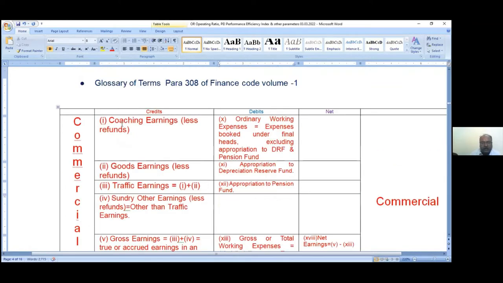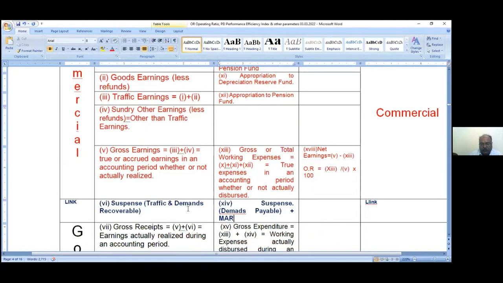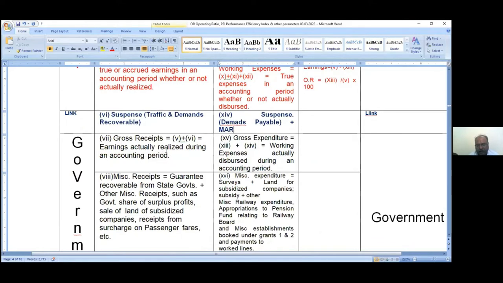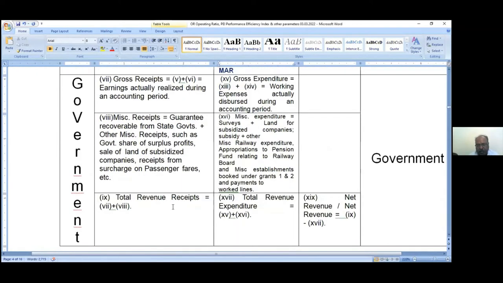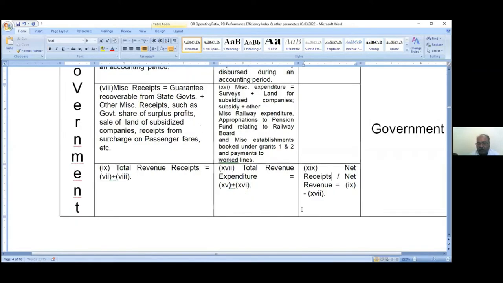If it is in red color, it denotes commercial accounts. If we add suspense, just please remember, add, not deduct. Add suspense, always add. Remember for operating ratio problems, we have to add suspense. If we add suspense, it is gross receipts and gross expenditure. If we add miscellaneous receipts and miscellaneous expenditure, it is total revenue receipts and total revenue expenditure. The result is net revenue or net receipts.